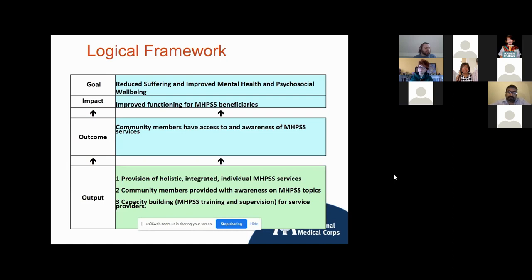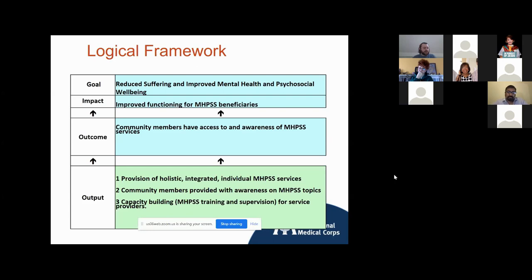Improved functioning can be due to a number of different supports. So for example, one beneficiary with a mental health need may come to a primary healthcare facility, receive a referral to MHPSS services, meet a mental health case manager, conduct a biopsychosocial assessment and develop a care plan, and then receive multiple services from different providers. For example, from the mental health case manager, they may receive some counseling, they may receive brief psychological interventions. They may also receive services from a psychiatrist, a psychotherapist, or a healthcare staff who's trained on mhGAP intervention guides, for example, as well.